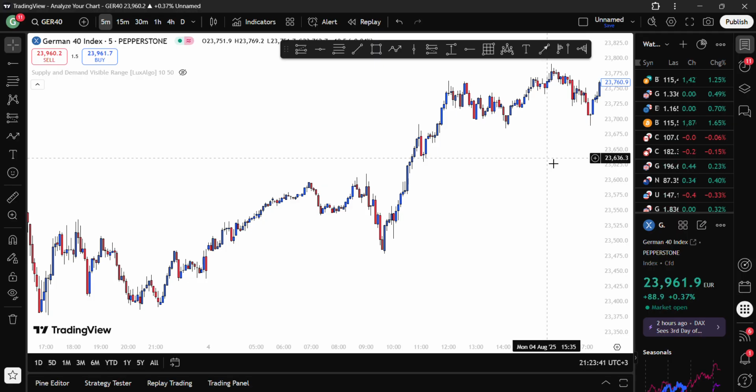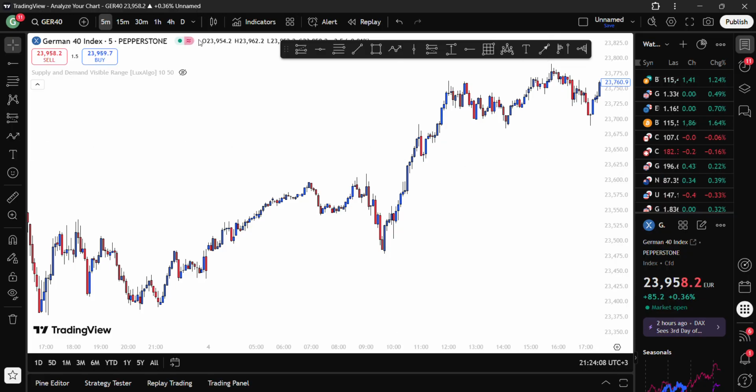So, for the London session, I usually use the German 40 index because it's preferable that you use a European index, something like that. So that's what I usually do. For the US session, I use the US indices, specifically the Dow Jones, that is US 30. So I'll show you how the ORB works.